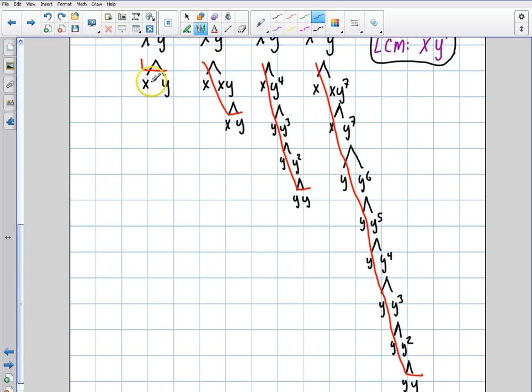I'm going to choose a different color here. My x in common here, my x in common here, my x is in common here, and my x is in common here. I'm going to pull that out once. I'm going to write it here like this, x with a circle. Cross it out here.